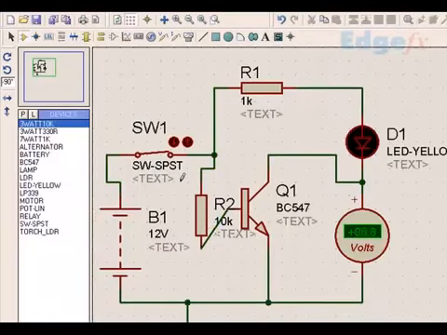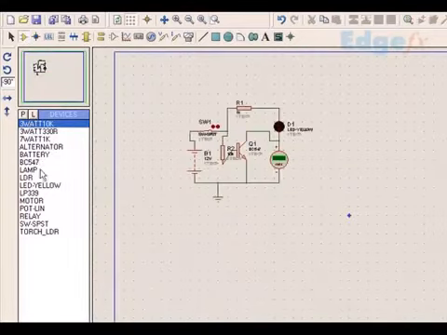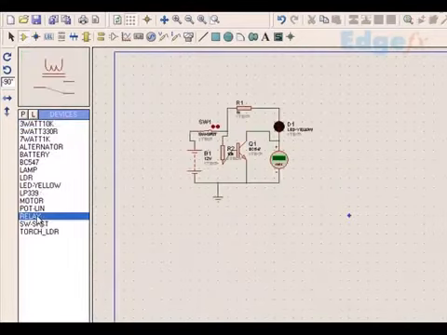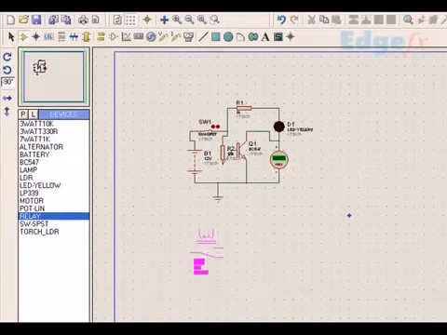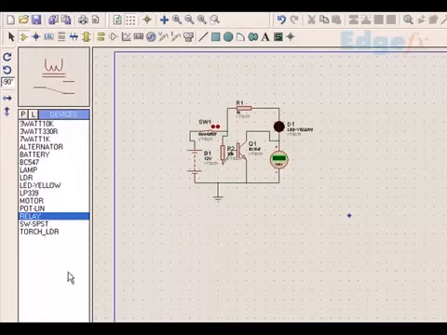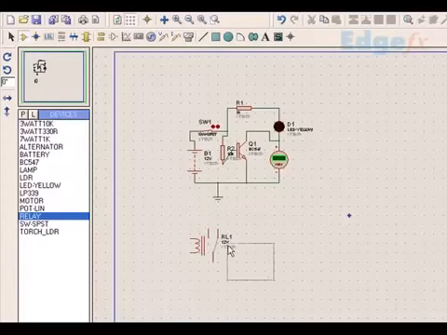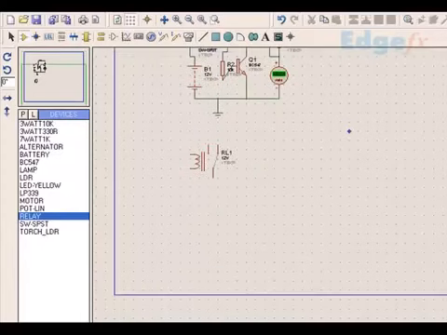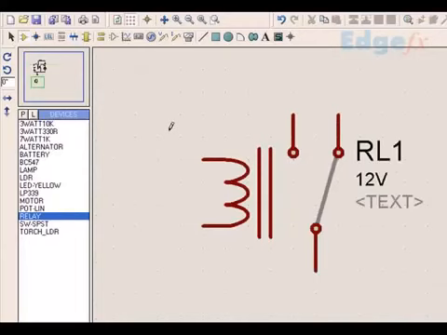Well, we will be using another component which is called a relay. You know, a relay is a component. Let me bring a relay here. Okay, this is a relay. So for seeing it better, let me zoom it to an extent so that all of you can see it better.